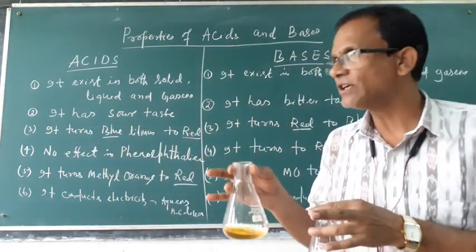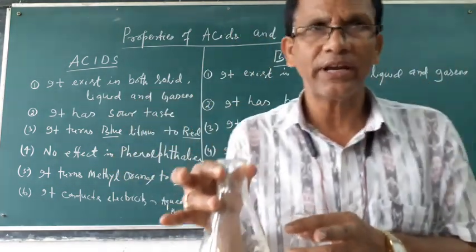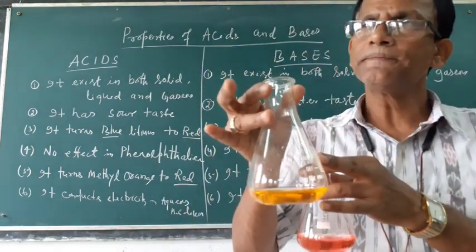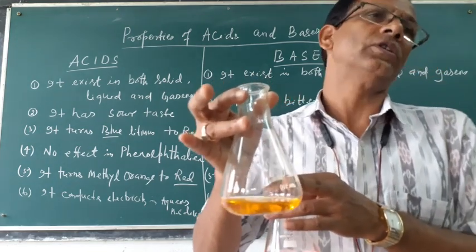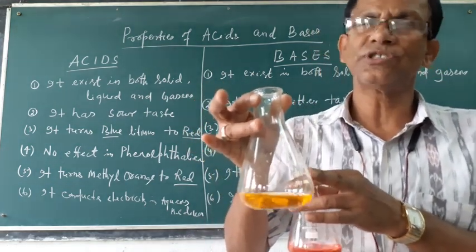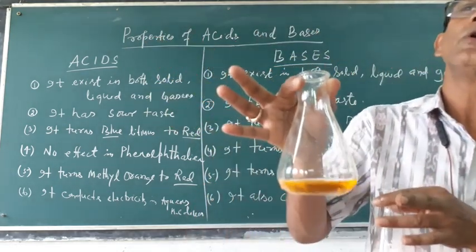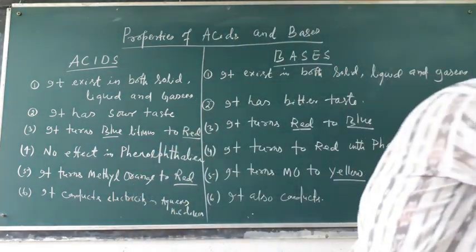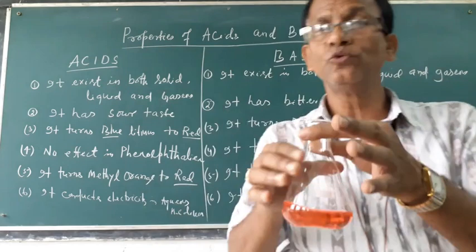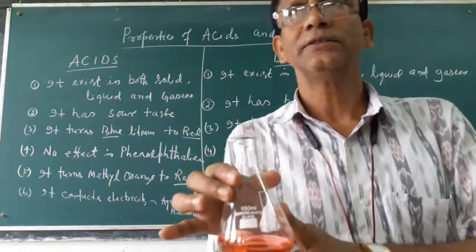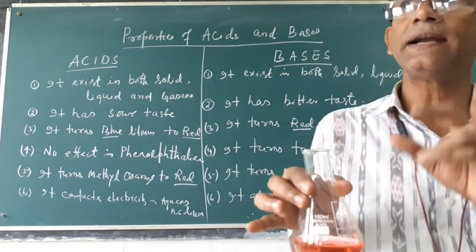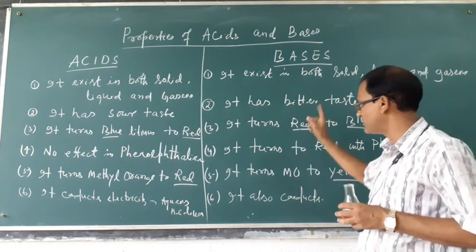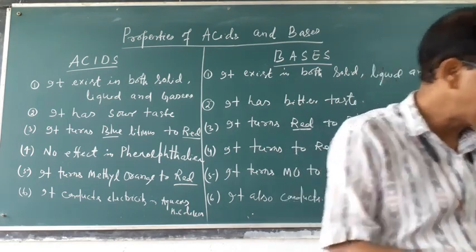What is the conclusion? Methyl orange changes the solution to yellow color. When the colorless solution changes to yellow, that is base. The solution is basic. But when the solution color changes to red, that is acidic. So methyl orange color is red in acidic and yellow in basic.